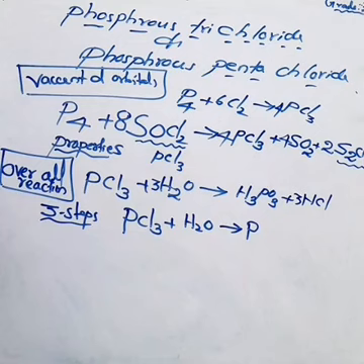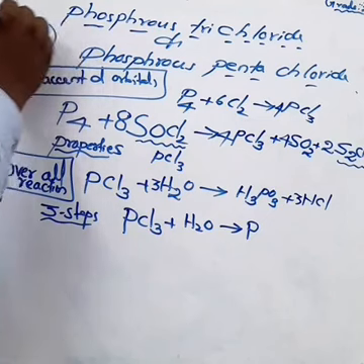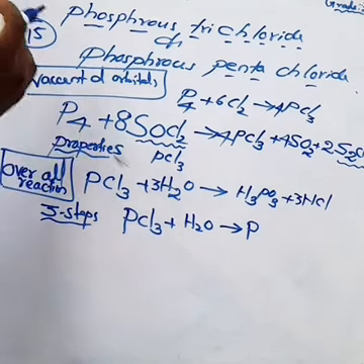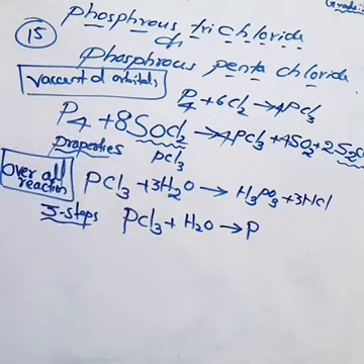All of you know about the vacant d orbitals. What is the atomic number of phosphorus? The atomic number of phosphorus is 15, am I right? So the electronic configuration, can you see it? 1s2, 2s2, 2p6, 3s2, 3p3. Okay, anyhow, you have to write the equation.